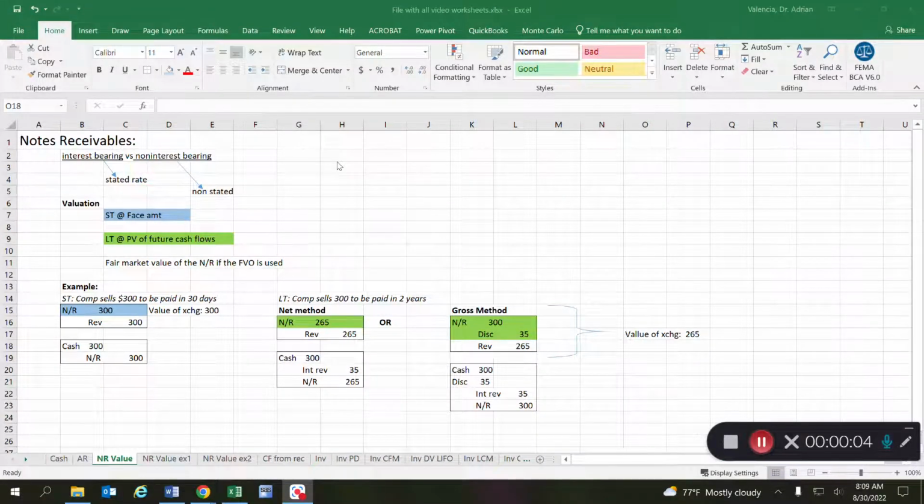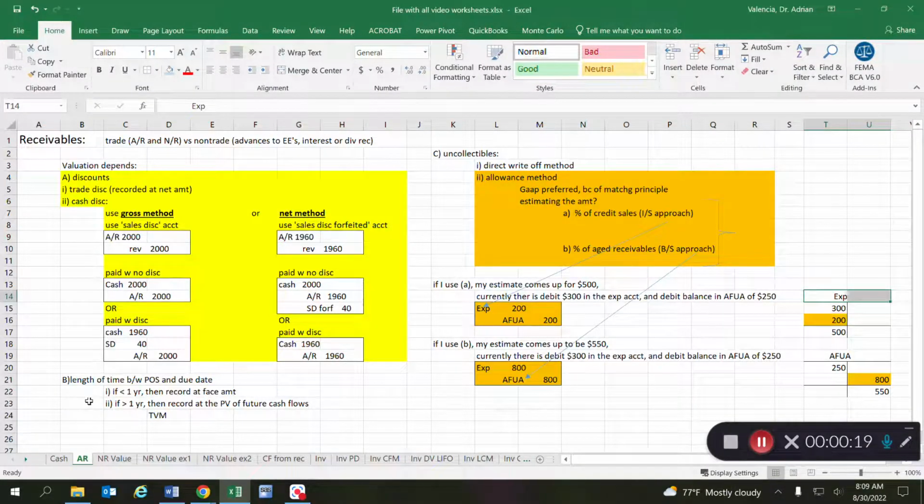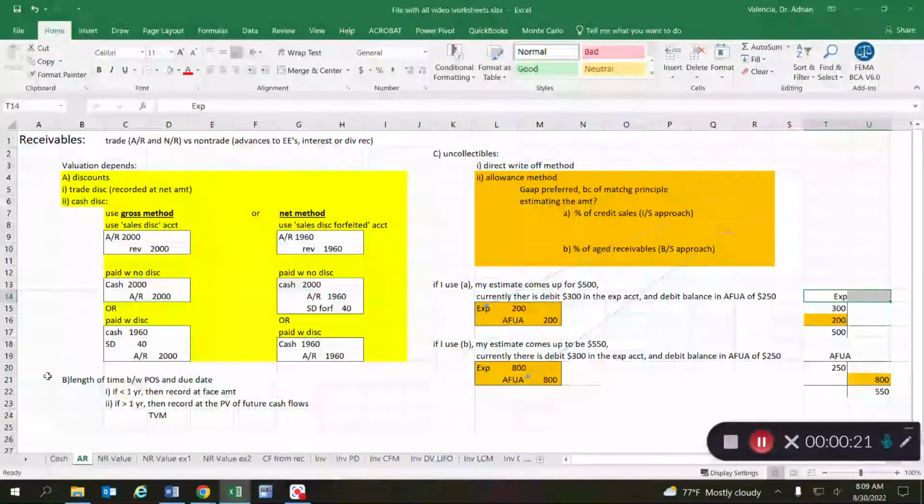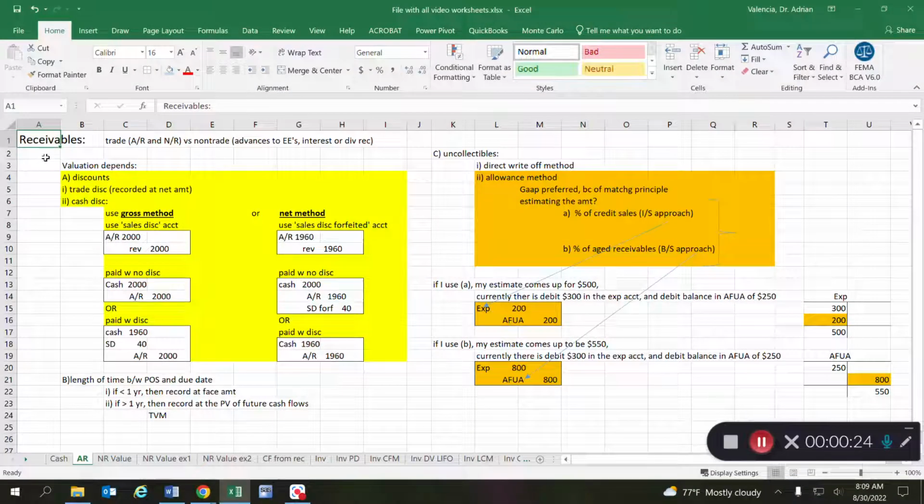In this video, we're going to look at some of the valuation issues regarding notes receivable. And this is a continuation of what we discussed before in terms of accounts receivable. If you look at that video, you'll remember that I said that the value of a receivable depends on a few things, like discounts, like the uncollectibles, but also the maturity date, right? So if a receivable is less than 1 year, then we record it at face amount. And if it's more than a year, then we record it at the present value of future cash flows.